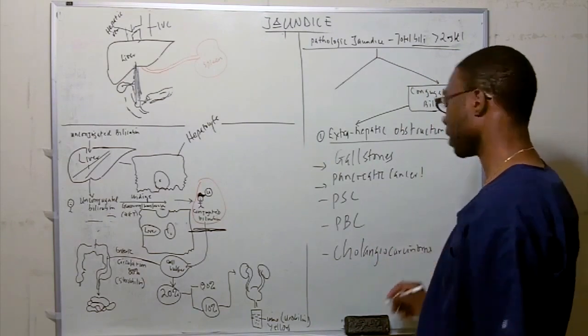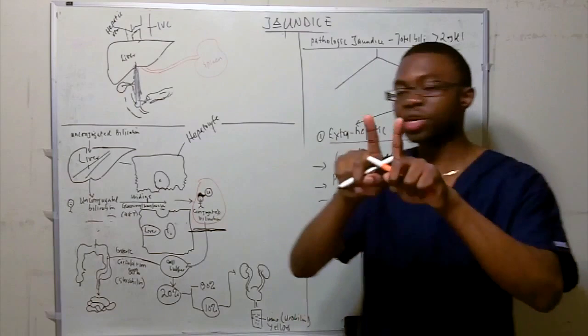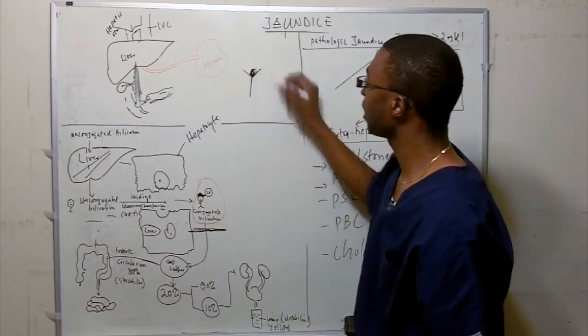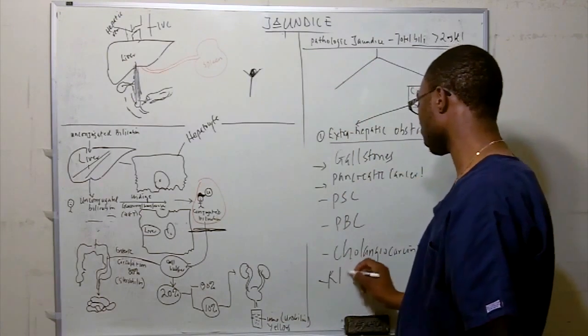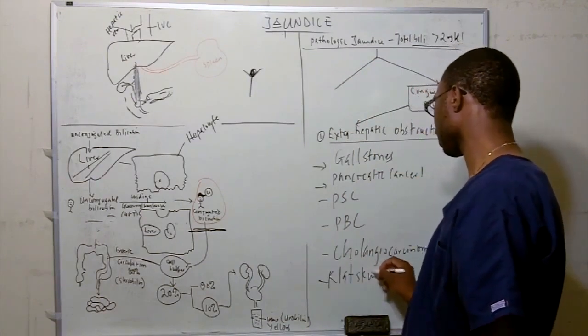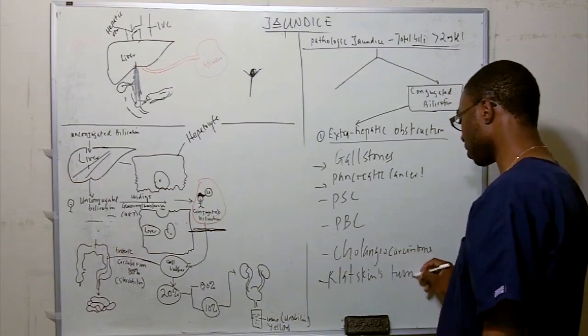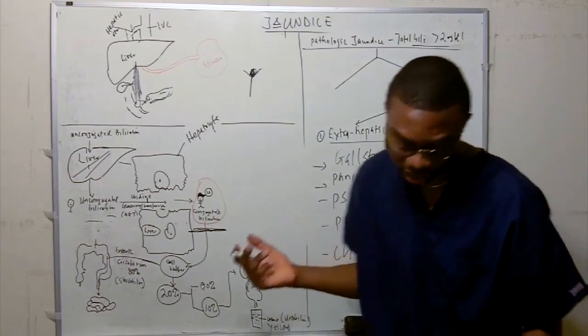Cholangiocarcinoma. There's another tumor of the intrahepatic ducts when they're coming out of the liver, always sitting over there. It's called Klatskin's tumor. Very low yield, but it would be nice to know. It could be that's what's causing it.